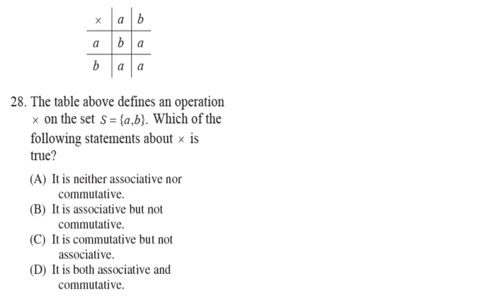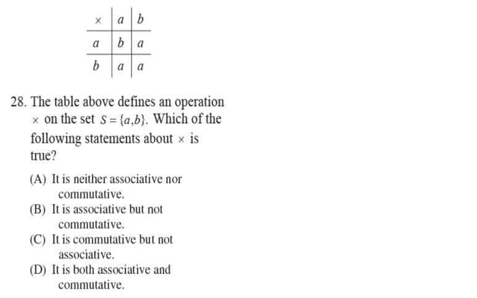All right, with problem 28, we have this table above that defines an operation x, like multiplication, on the set S equal to {a, b}. Which of the following statements about this operation x or multiplication is true? It's neither associative nor commutative, associative but not commutative, commutative but not associative, or both associative and commutative. Well, how would we test this out?